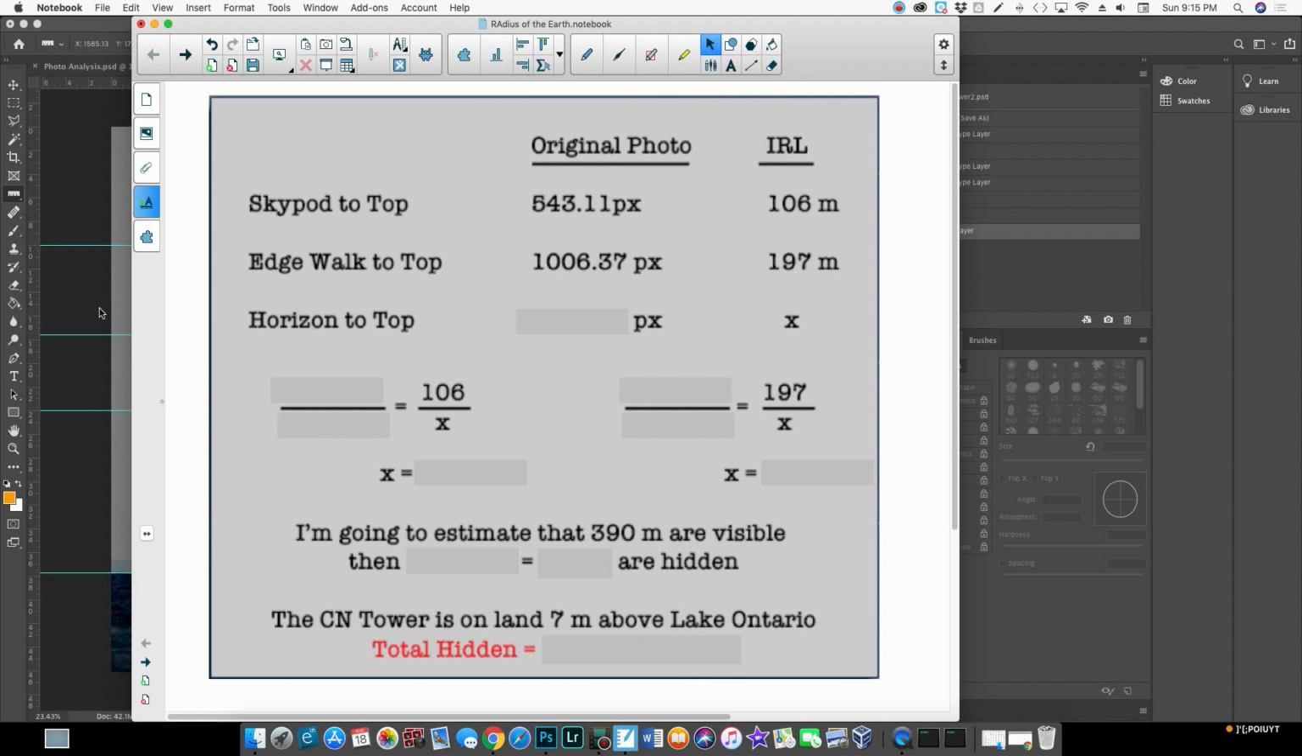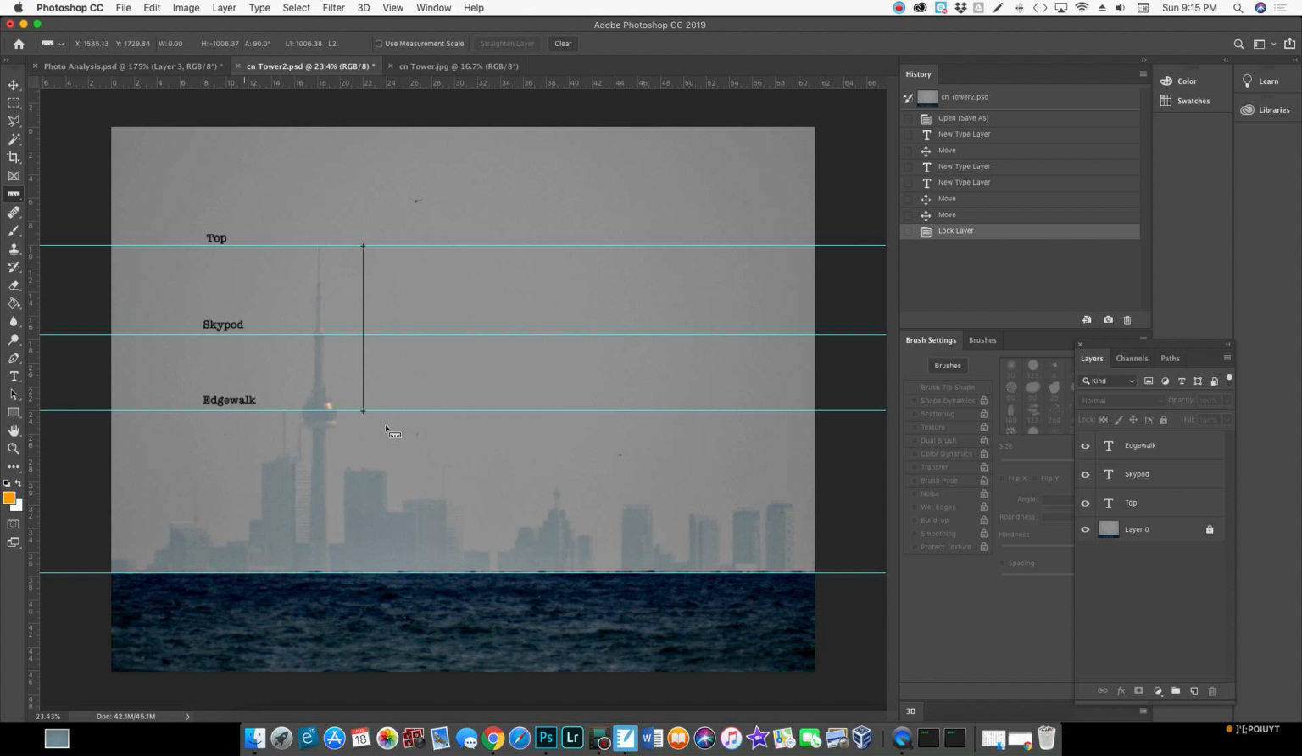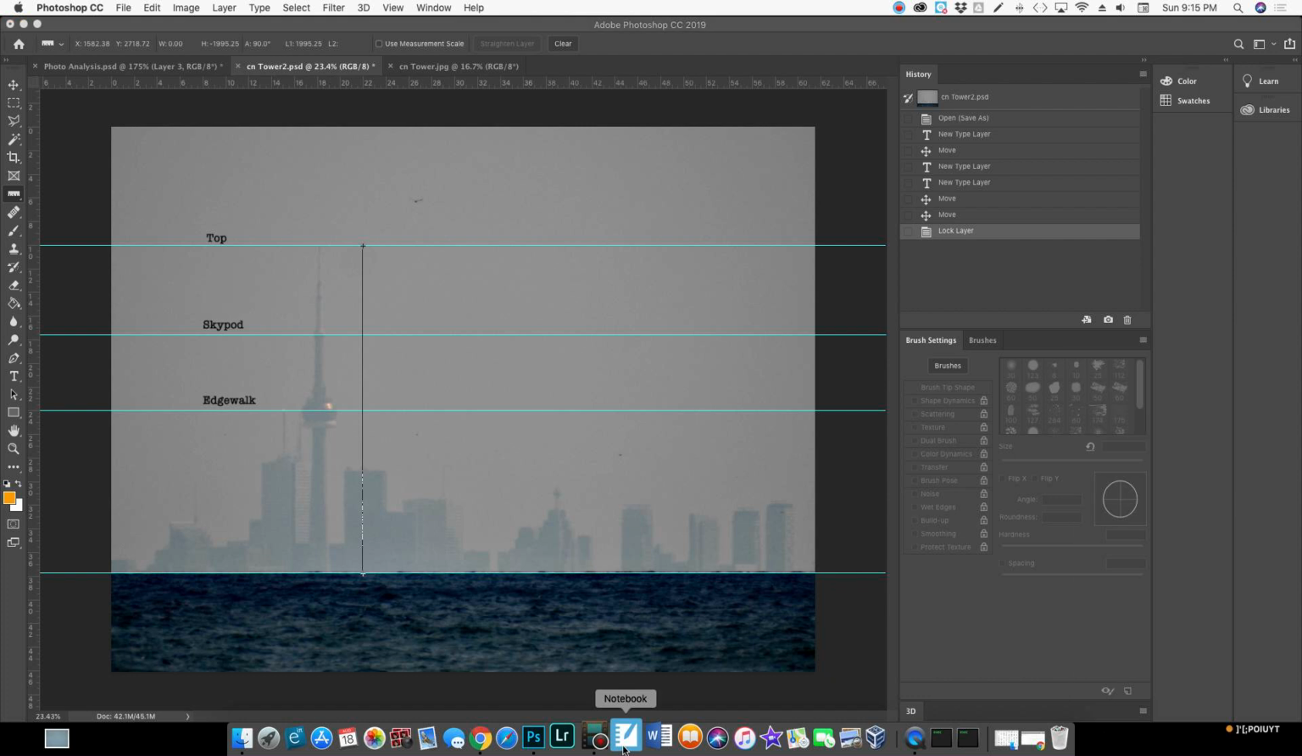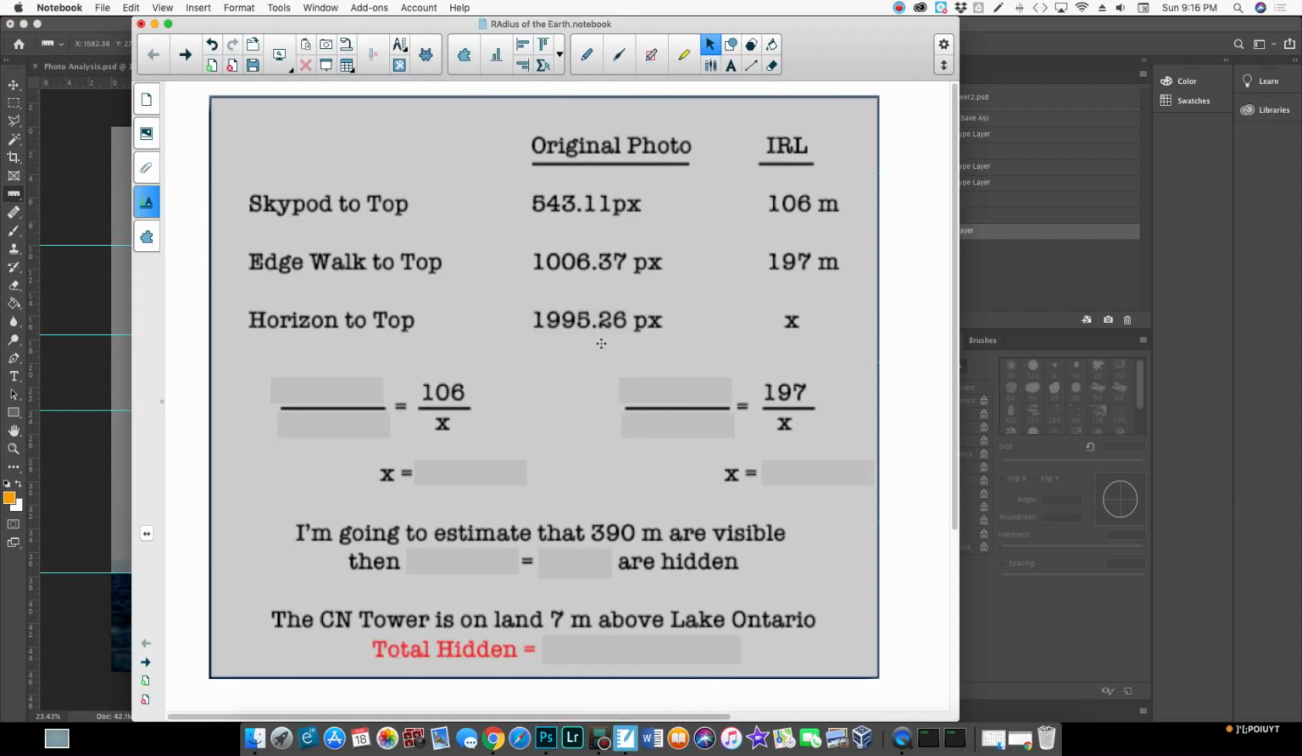And now we're going to go horizon to the top. So the horizon down here all the way to the top gives me 1995.25. If I record it here, 1995.26 is what I had the last time. So they're all pretty darn close.